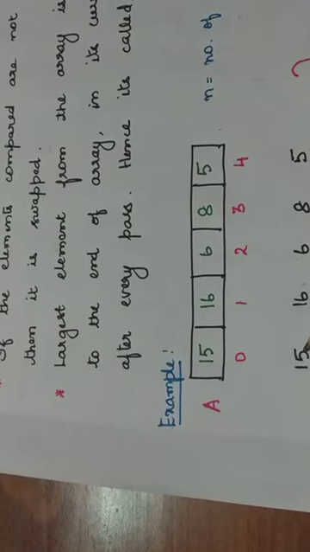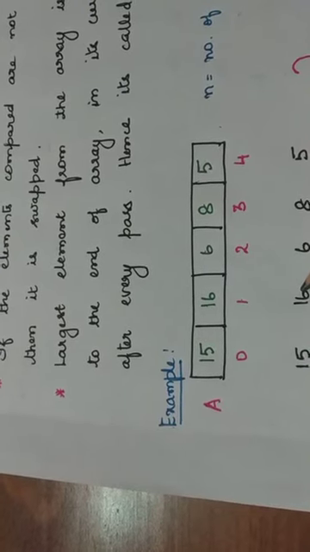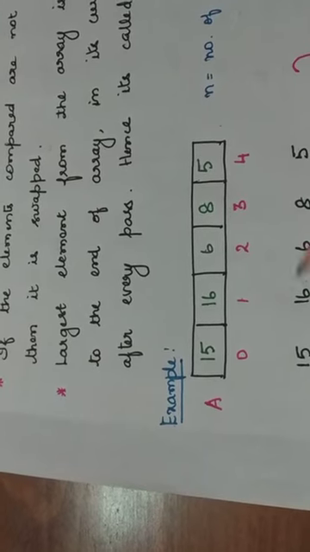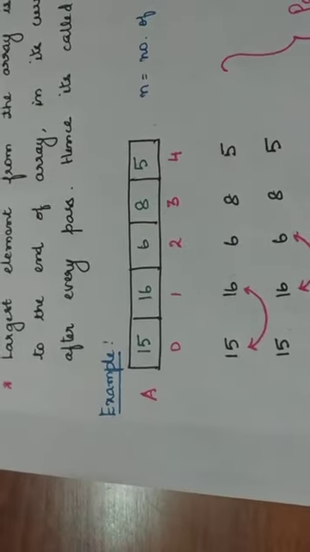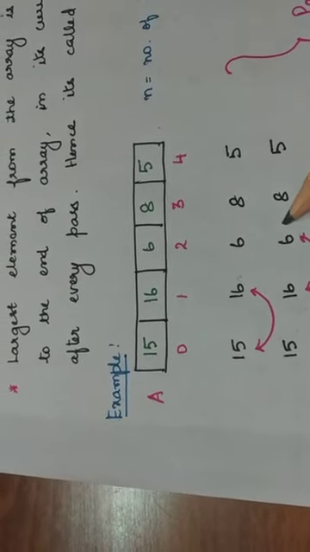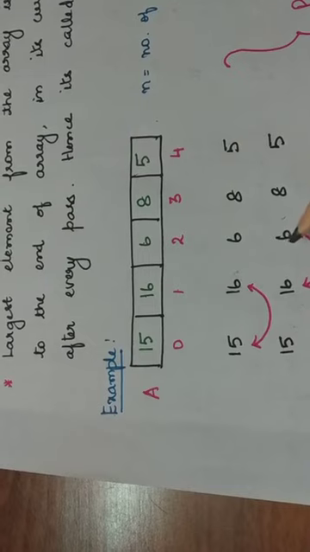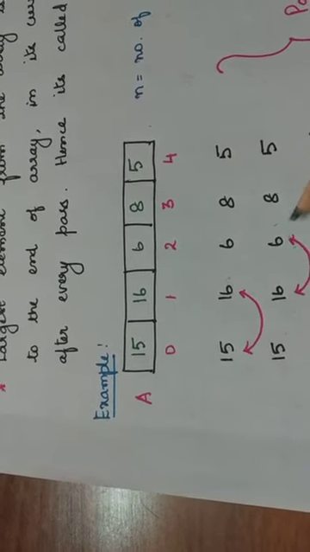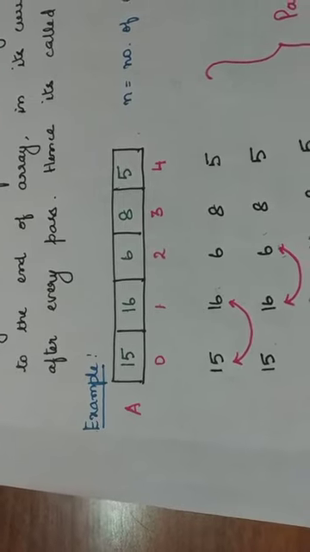So we first check whether 15 is greater than 16 or not. If it is not, we will not swap. So 15 is not greater than 16, so we keep those elements as such. Next we compare 16 and 6. We check whether 16 is greater than 6. Yes, 6 is smaller, so we swap these two elements. The rest of the elements remain as such.